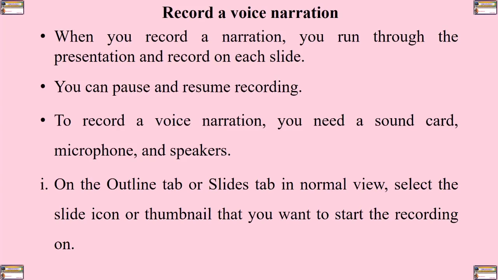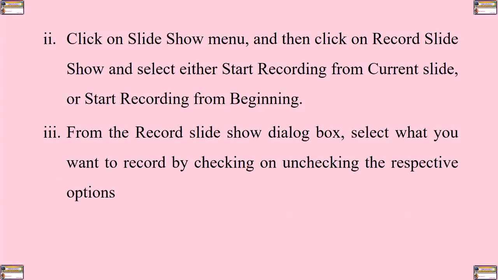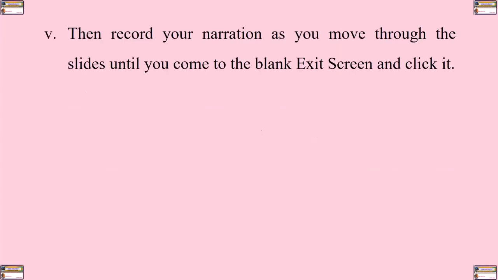Then, on the outline tab or slides tab in normal view, you select the slide icon or thumbnail that you want to start the recording on. Click on the slideshow menu and then click on record slideshow and select either start recording from current slide or start recording from the beginning. From the record slideshow dialog box, select what you want to record by checking or unchecking the respective options. Then click on the start recording button.